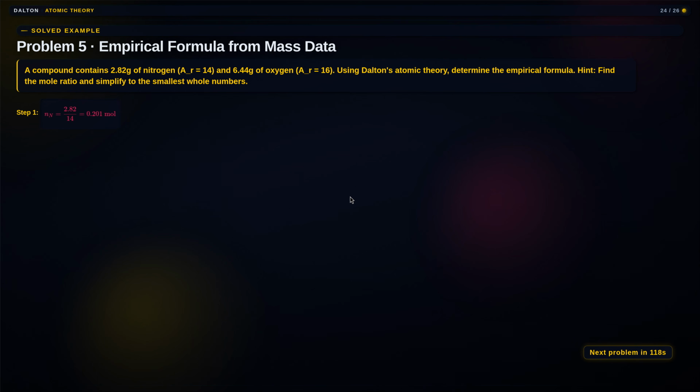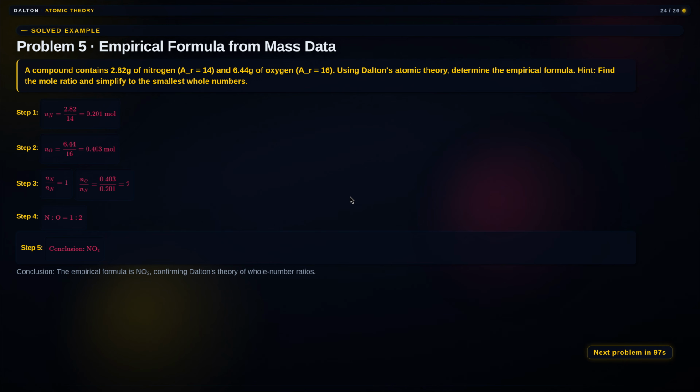Problem 5. Empirical formula from mass data. A compound contains 2.82 grams of nitrogen with atomic mass 14 and 6.44 grams of oxygen with atomic mass 16. Using Dalton's atomic theory, determine the empirical formula. Hint: find the mole ratio and simplify to the smallest whole numbers.